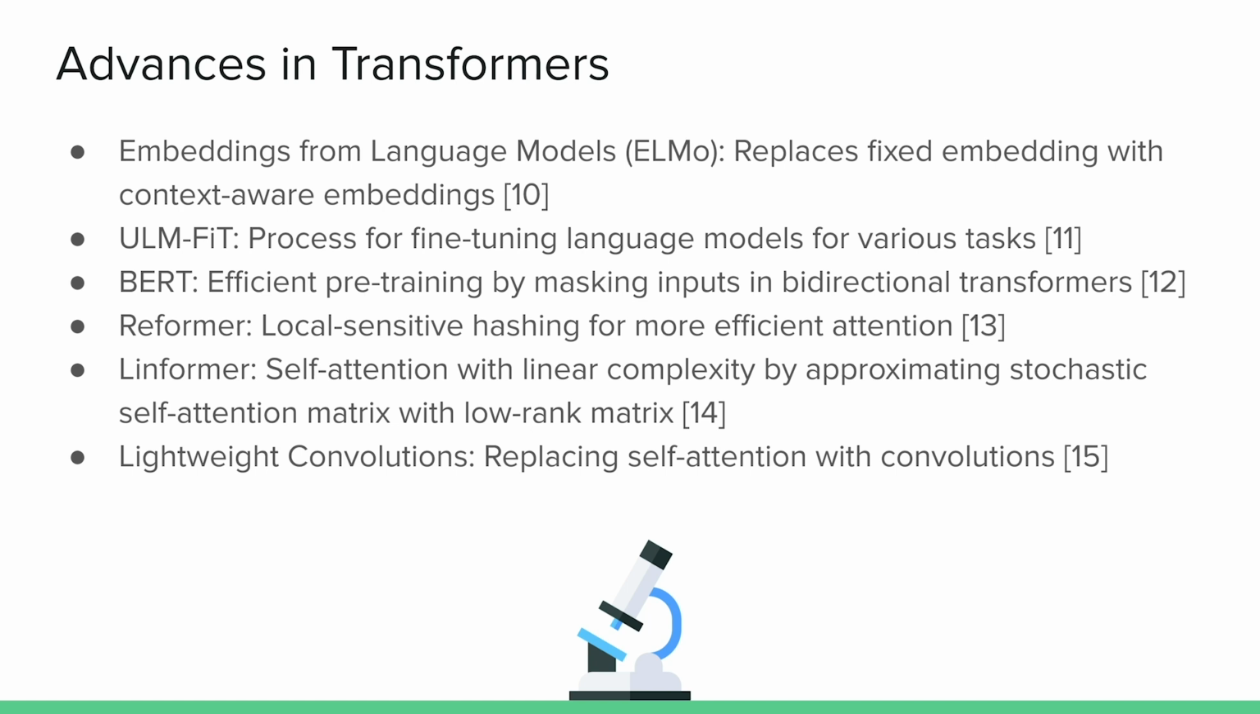BERT is an efficient way to pre-train transformers. One of the ideas that they have in the paper is that they mask their input. They randomly mask out words and then ask the network, please tell me what word should come in there. We also have Reformer, where we use locality-sensitive hashing for more efficient attention.